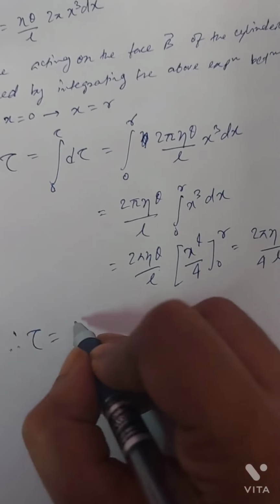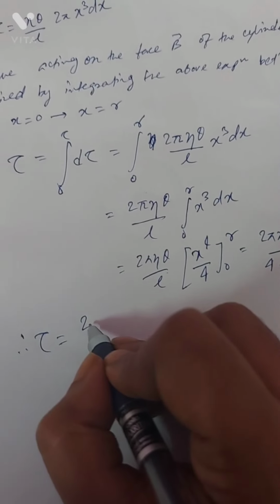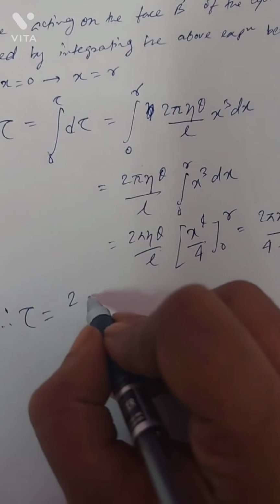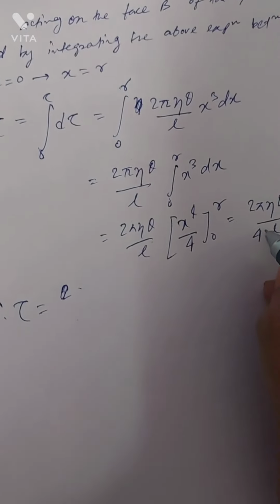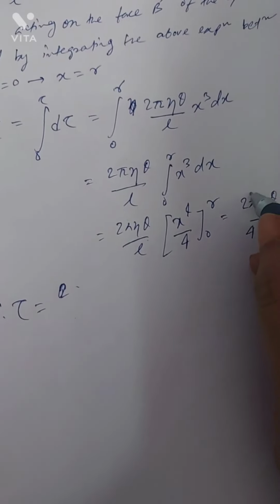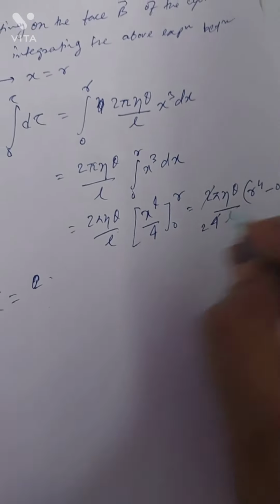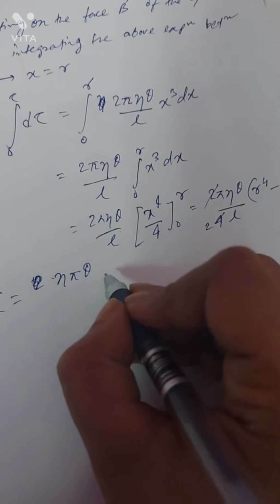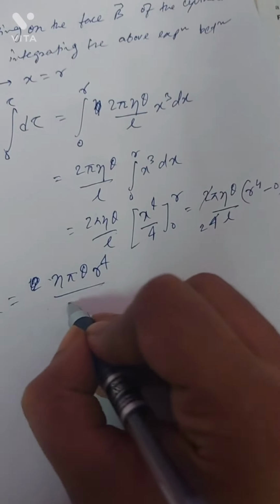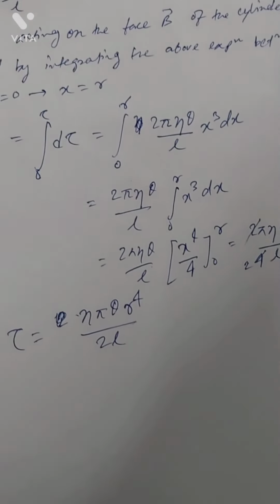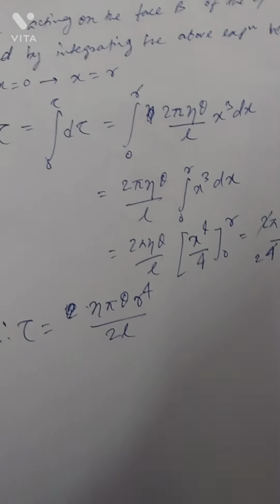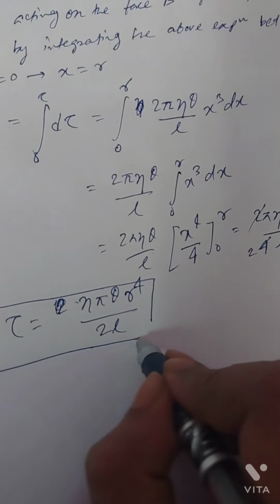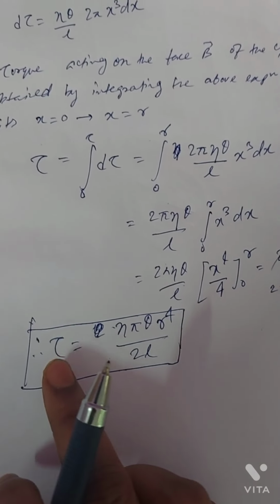Therefore torque is given by this 2, and this one will cut, so it will give 2. So here torque is given by n pi theta r to the power 4 divided by twice L. So this is the torque, or called torsional couple.